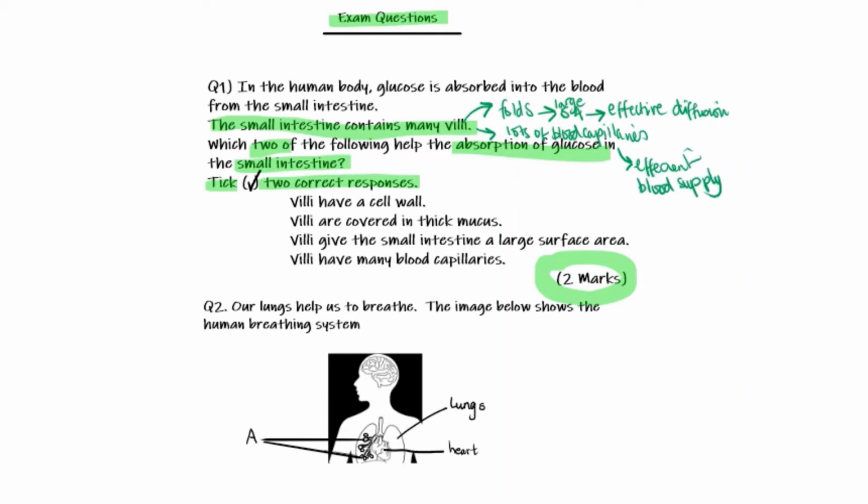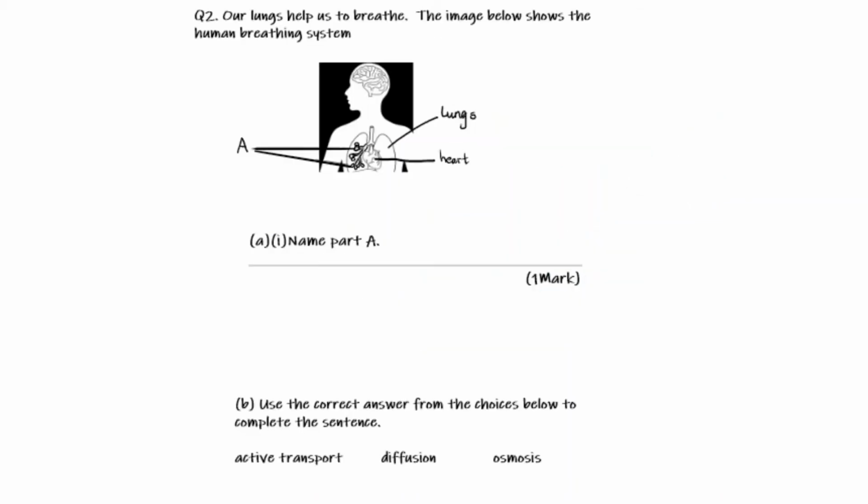So let's have a look at the options. Villi have a cell wall. Villi are covered in thick mucus. Villi give the small intestines a large surface area. We have established surface area is an important factor, and villi have many blood capillaries. So our 2 responses would be the small intestines have large surface area and many blood capillaries.